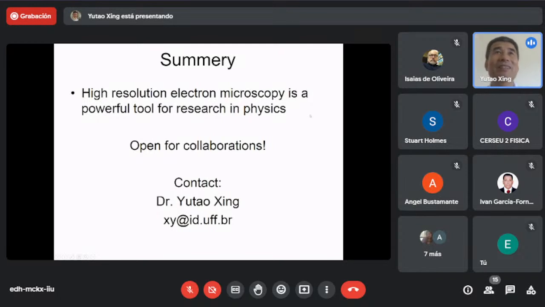I give a summary. High resolution electron microscopy is a powerful tool for research in physics. Of course, I am also open for collaborations. If you really need something, for example the microscope, pulsed laser deposition or Raman spectroscopy, we can have a talk or you can just come here to do the experiment. I can arrange the machine time.